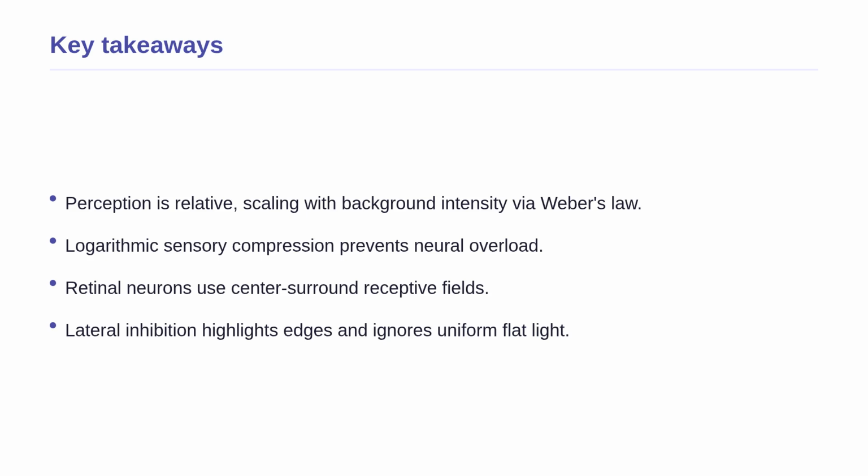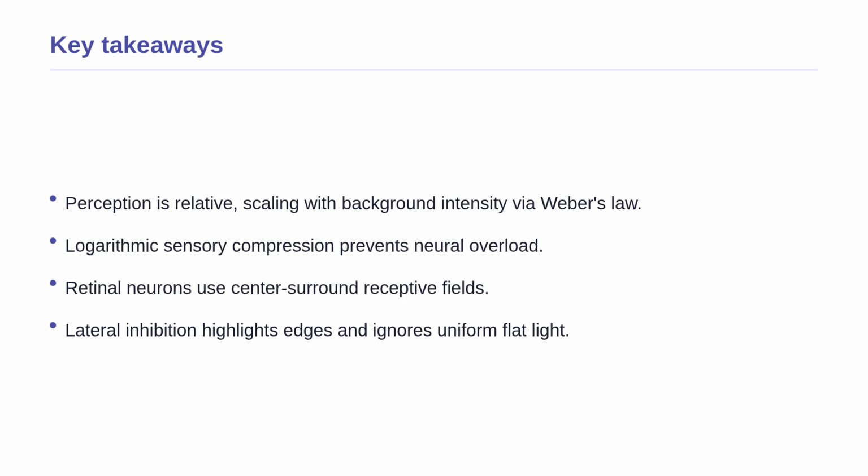We have covered a lot of ground today, so let us summarize the most important ideas. First, we learned that perception is relative, not absolute. Our nervous system scales our perception based on the background environment, a principle defined by Weber's law. Second, this logarithmic compression is vital because it prevents our delicate neural circuits from being overwhelmed by massive changes in stimulus intensity.